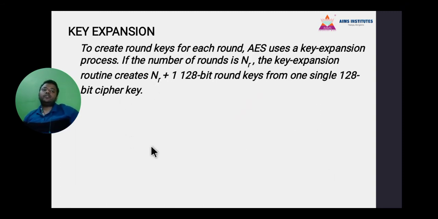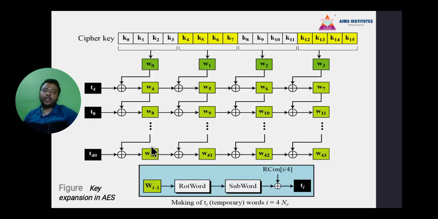To create round keys for each round, AES uses a key expansion process. If the number of rounds is Nr, the key expansion routine creates Nr plus one 128-bit round keys from one single 128-bit cipher key. So that is what we do in key expansion.